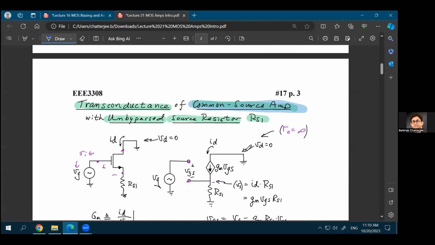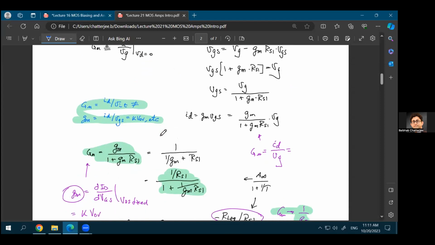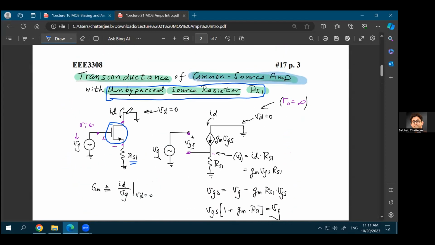But what is interesting is that whenever you have an unbypassed source resistance RS, we'll try to find out what would be the gain of the system. Let's say you have the unbypassed source resistance. So you have this MOSFET over here. And at the source terminal, you are connecting this RS resistance. At the drain terminal, just for simplicity initially, let's not connect anything. Let's just try to find out what would be the gain of this particular system.